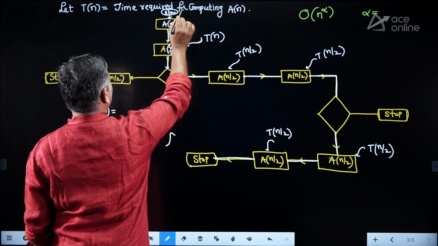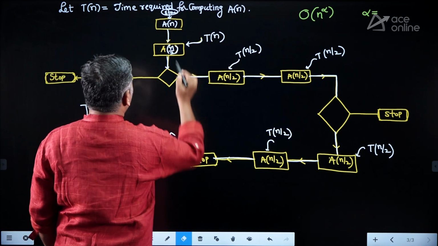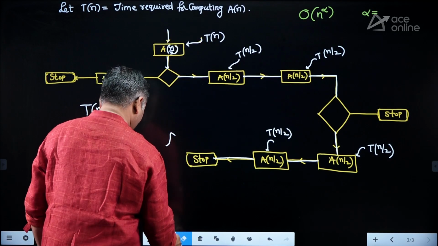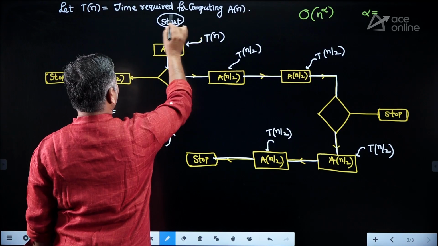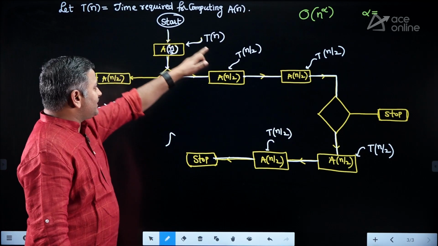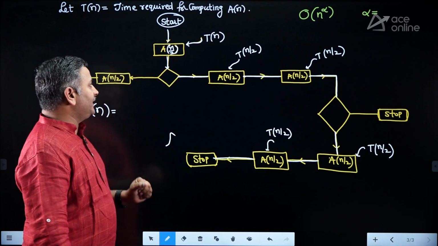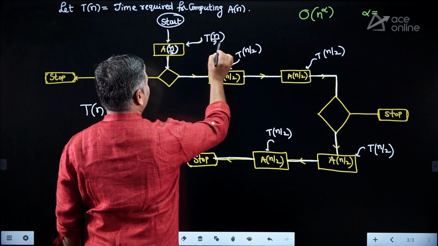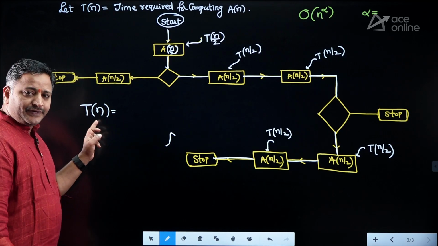So here we have the start, right, friends? Let me write properly. The following algorithm is computing the recursive function A of n. Then what is the worst case time complexity of computing this problem? Here it is taking T of n by 2. Clear, friends? Therefore the time required to compute A of n is equal to T of n.